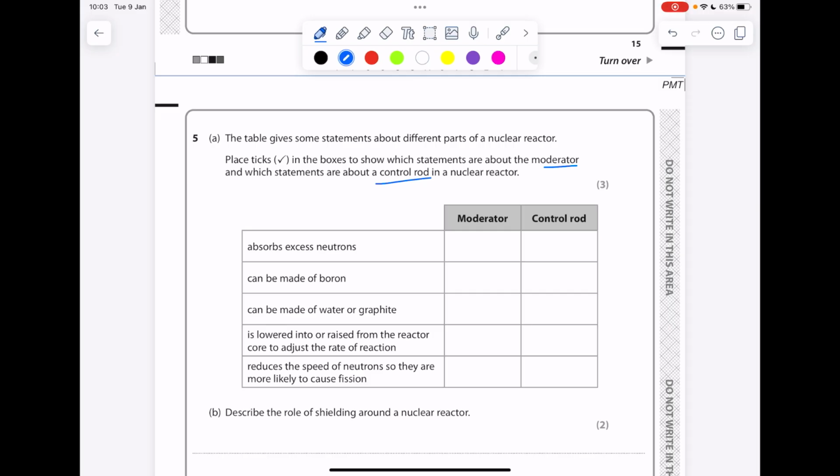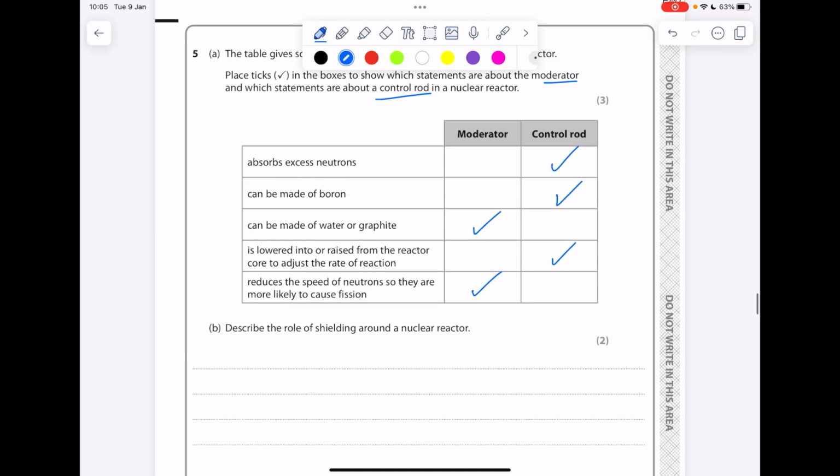So absorbs excess neutrons, control rod. Can be made of boron. The control rods are made out of boron. Can be made of water or graphite. That's definitely the moderator. Is lowered into or raised from the reactor core to adjust the rate of reaction. Again, the control rods. Reduces the speed, so they're more likely to cause fission. Yeah, I already said that. It's the moderator.